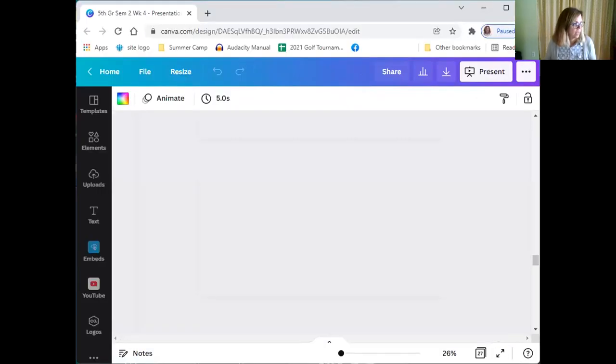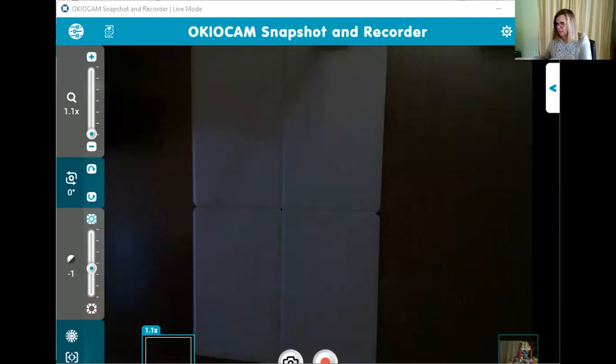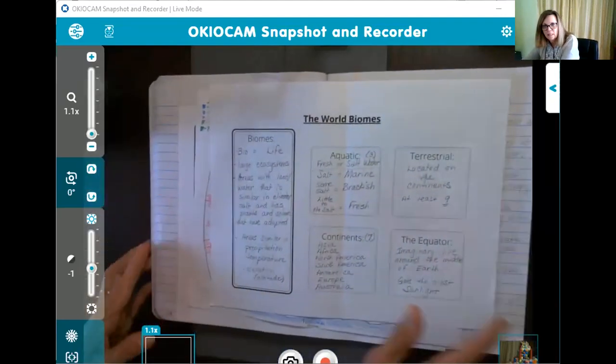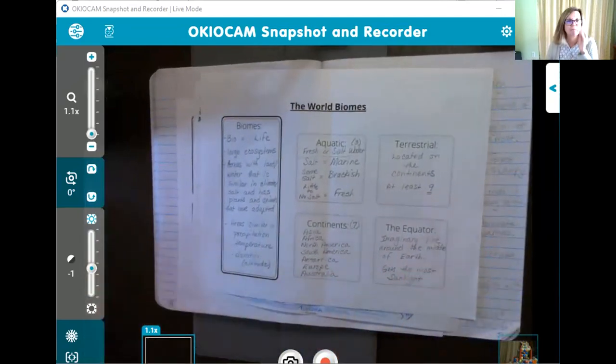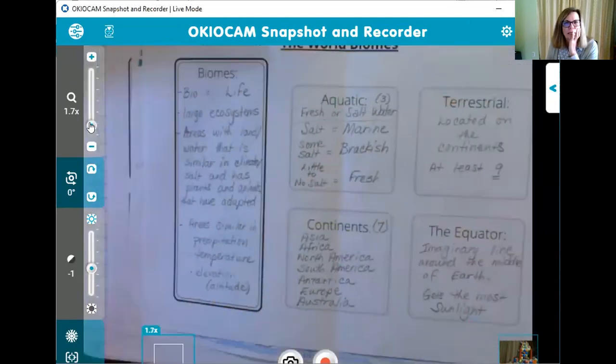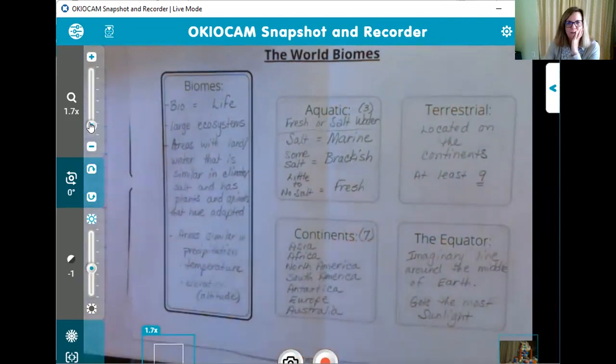So I'm going to stop that, and I'm going to bring up my camera again, and I'm going to bring up my biome sheets so we can take a look at those. Okay, so these were the different sheets that I uploaded in the classroom, and I uploaded them again today so you'd have them. All right. So again, on this sheet, I sent you all the answers, so you should have them.